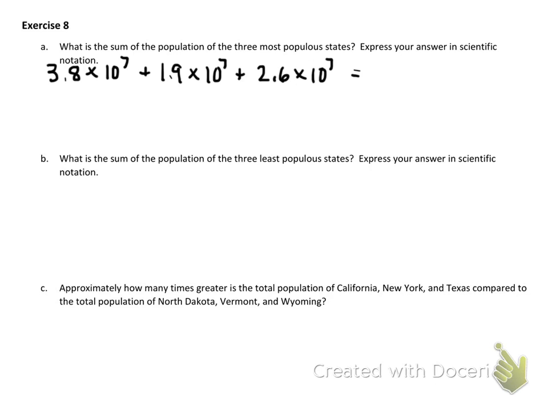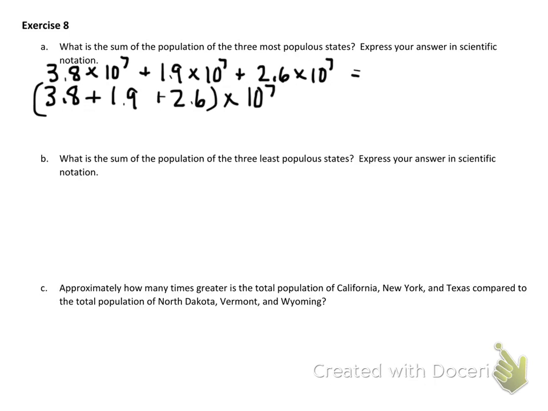All right, so this next problem says, what is the sum of the population now of the 3 most populous states? So now we're looking in that last column. And these are all order of magnitude 7, which is nice because now I know I can just add the decimal parts here by factoring out the 10 to the 7th. So that would look like that. So I've got 3.8 plus 1.9 plus 2.6 times 10 to the 7th because I was able to factor out that 10 to the 7th.